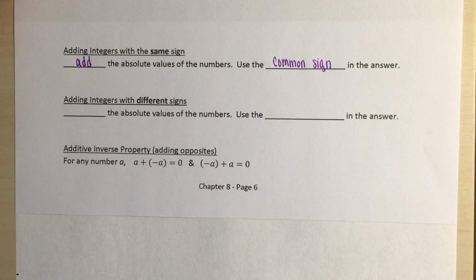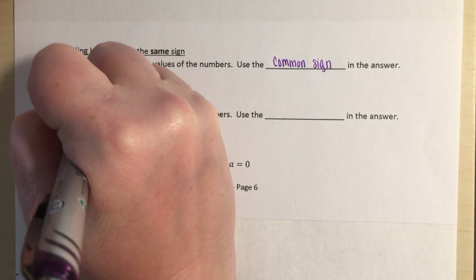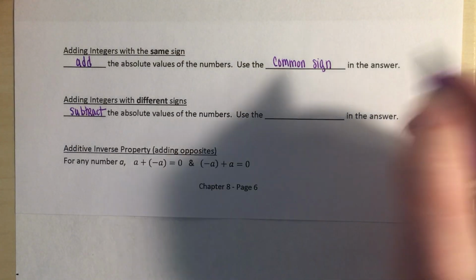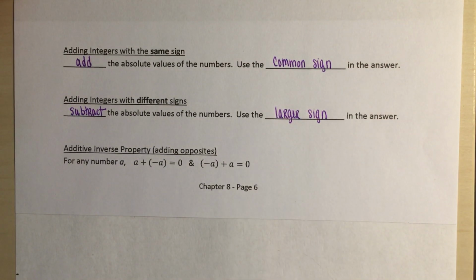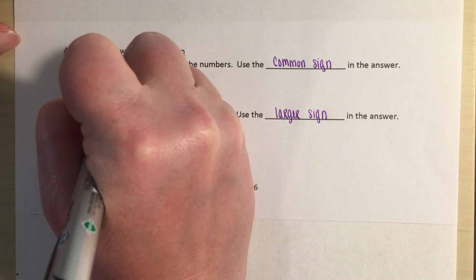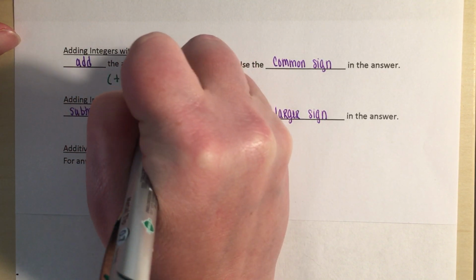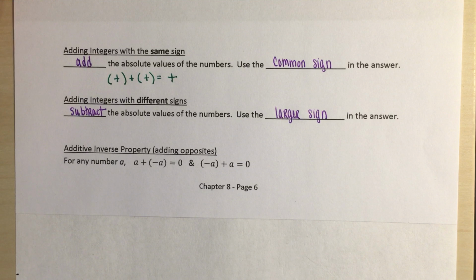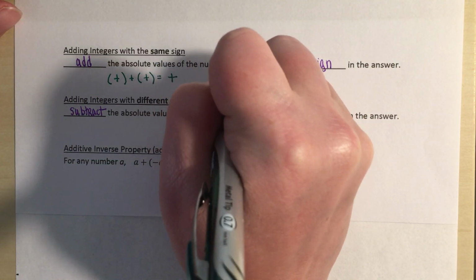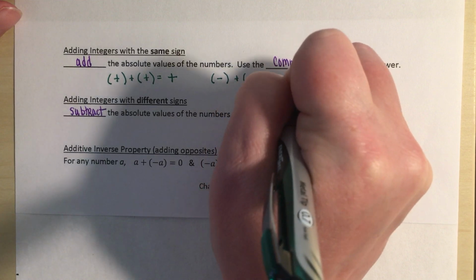When we're dealing with integers that have different signs and we're adding them, instead of adding, we're going to subtract. And then we're going to use the larger sign in the answer. Right, so what this means is that positive plus positive is going to give us a positive answer, and that shouldn't be any surprise. 4 plus 5, both of them are positive. Positive 4 plus positive 5 is going to give us a positive 9. But this also tells us that if we add two negative numbers, it's going to stay negative. So negative plus negative is still negative.